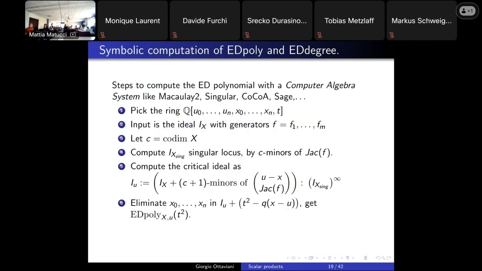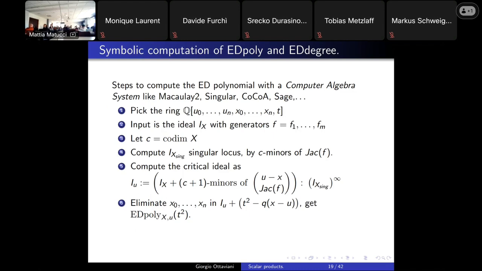Now this is the Macaulay2, or any other symbolic system like Singular or CoCoA, pattern to compute the distance polynomial. I don't enter into the details, but there are two warnings. First, when the variety is singular, you have to saturate the singularity. Otherwise, in the singularity the gradient always vanishes, so you have to remove these points. Essentially, here you are computing the critical points only outside the singular locus.